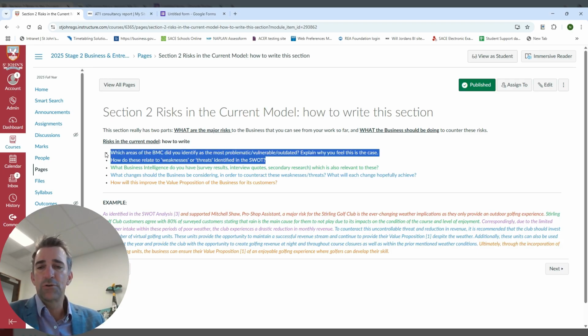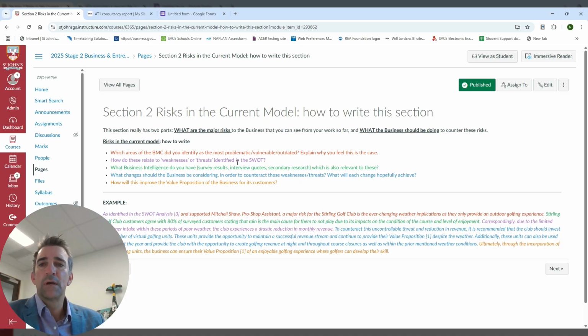The first two you can see are actually related to tasks you've already done. So if we look at those, the first question is, which areas of the business model canvas did you identify as the most problematic, and explain why you feel this is the case? And then how do these relate to weaknesses or threats identified in the SWOT?